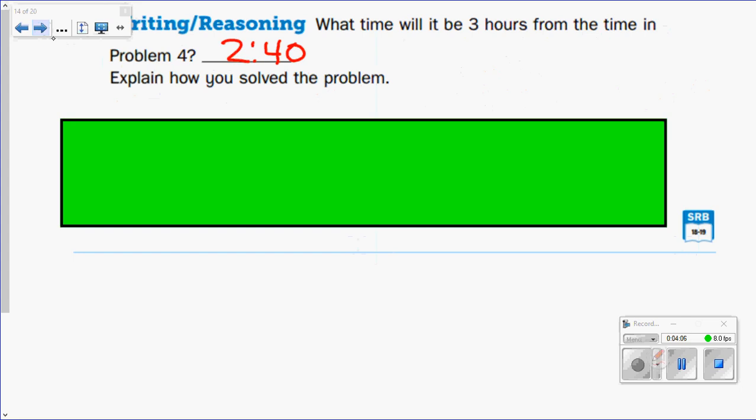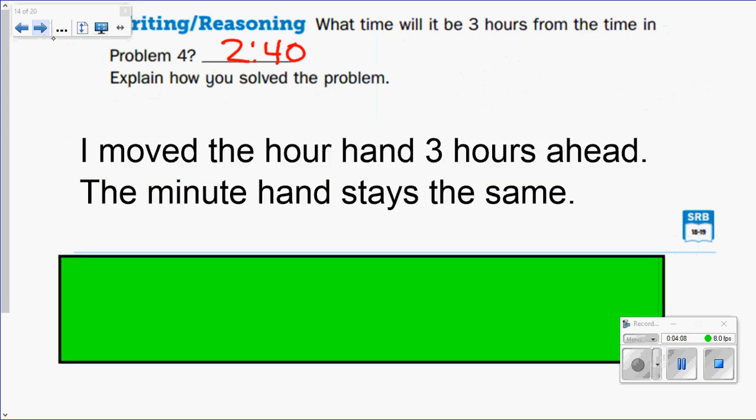Okay, and then it just says to explain your problem. And if I were going to explain it, I would say that I moved the hour hand 3 hours ahead, and the minute hand stays the same. Okay? All right, boys and girls, this concludes Math Boxes lesson 1.7.